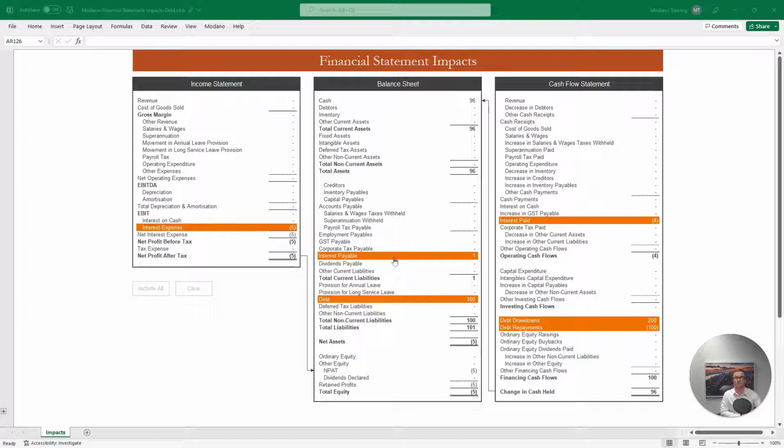So while we'll cover more advanced debt modeling in other videos, the key takeaway from this video is that whenever you're looking at debt within a three-way financial model, always remember the two main sets of financial statement impacts, the return on capital and the return of capital.